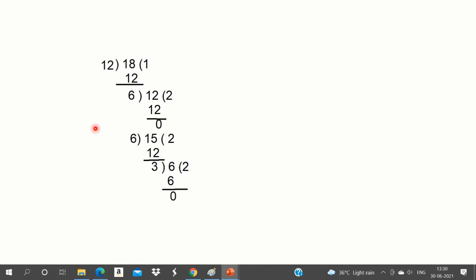Here is HCF finding using division. This division can be useful when we have two numbers or three numbers; we can find the HCF by dividing. But if so many numbers are there, then division also takes more time.